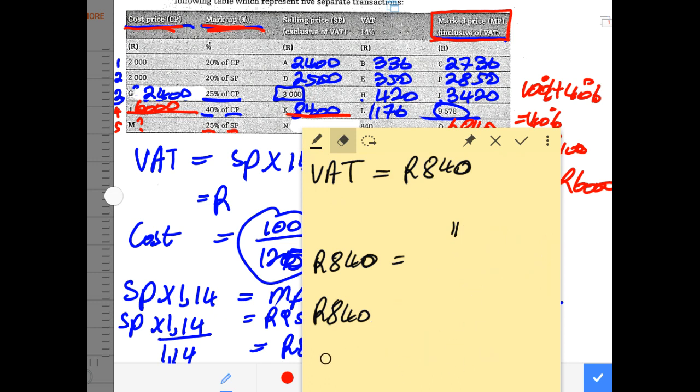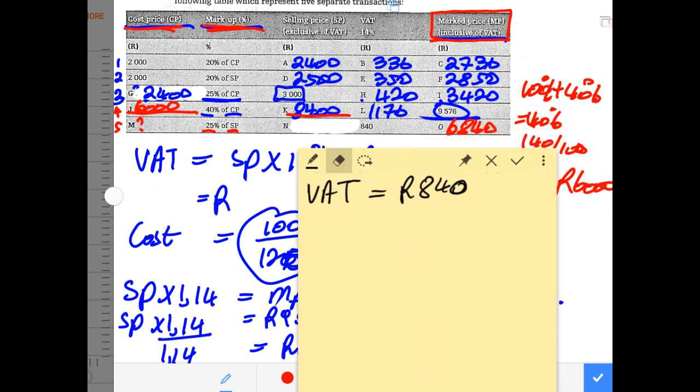And once again, in this case, we are given VAT. And the question is, is there any other method we can use to get to the VAT of 840? The answer is yes, because we know that if there was a selling price and we multiply the selling price by 14%, that normally gives us the VAT. That's how you calculate VAT on a VAT exclusive amount.